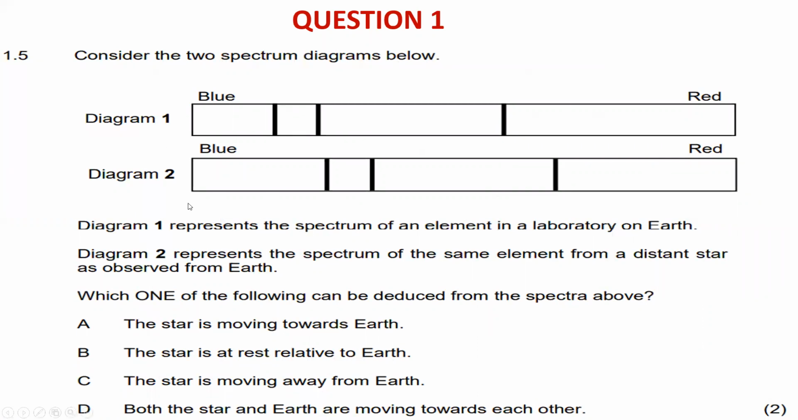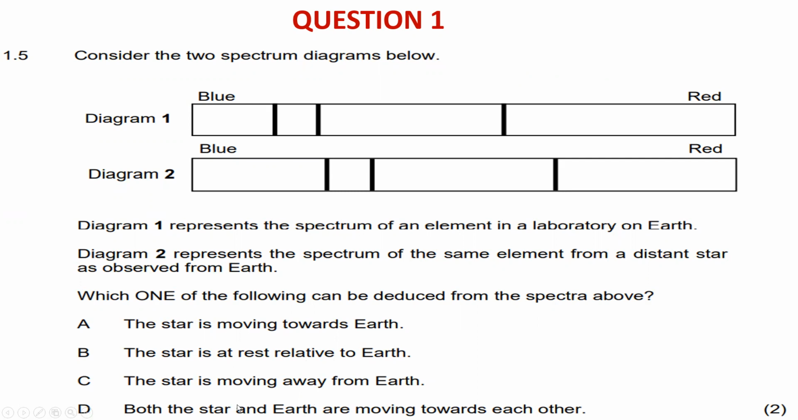As you see, diagram 1, diagram 2, from blue to red. Diagram 2, let's see which one of the following can be deduced from the spectra. So the star is moving towards the Earth. If it is coming closer, you don't see it like that. If the star is at rest, you're supposed to see the same lines. The star is moving away from Earth.